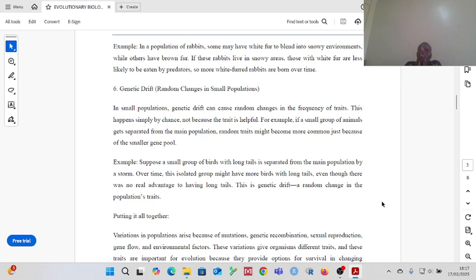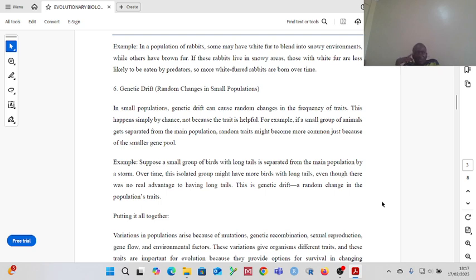Okay, so genetic drift is just the sudden change in the frequencies of certain alleles or certain genes within a particular population, only by chance. You cannot explain it. They are not conferring any survival advantage. They are just changing by chance. Okay?